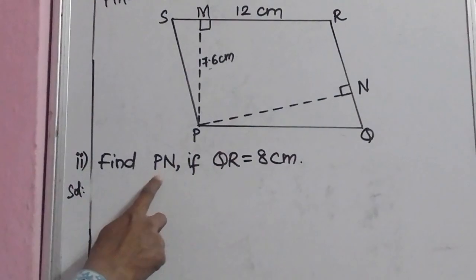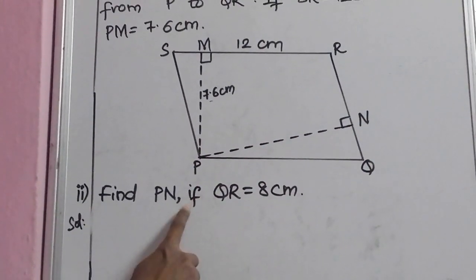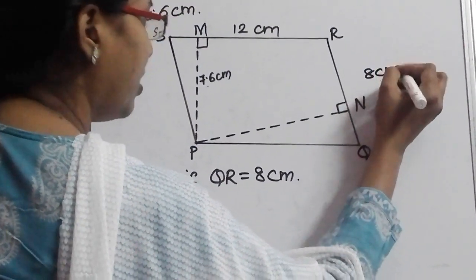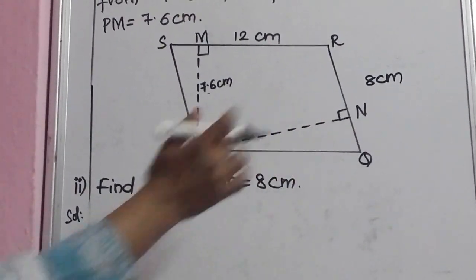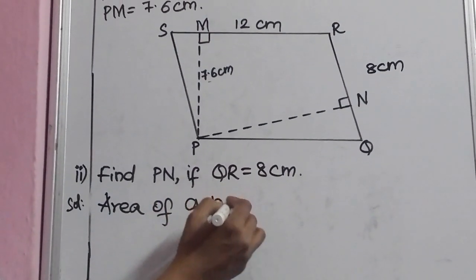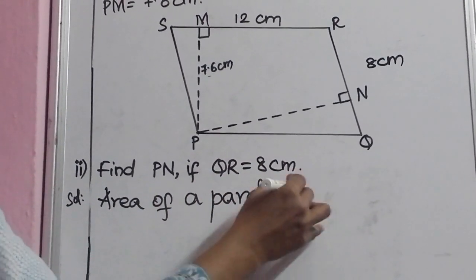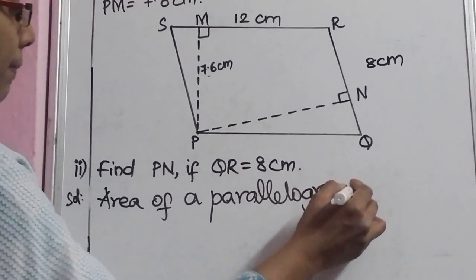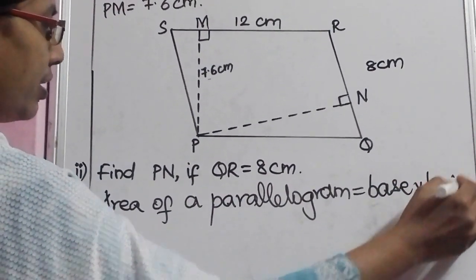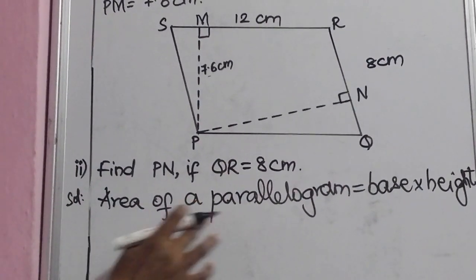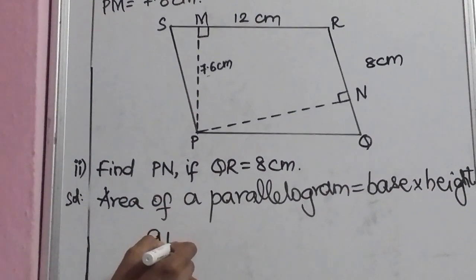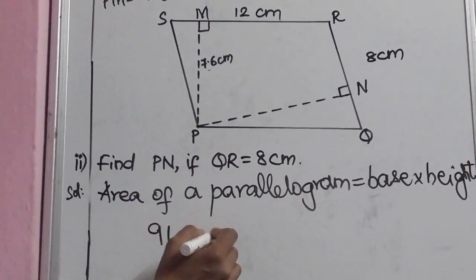Second bit is find PN. PN you have to find out if QR is 8 centimeters. So for this, you know the formula for finding out the area of a parallelogram. What is the formula? Very good. Base into height. Area of a parallelogram we have found out in the first bit. We got the answer as 91.2 square centimeters.